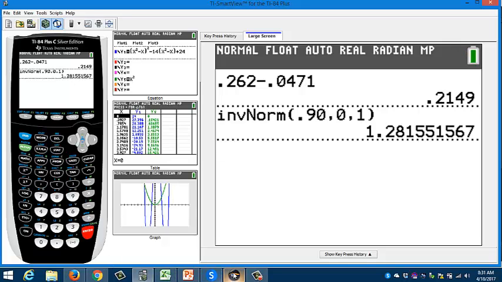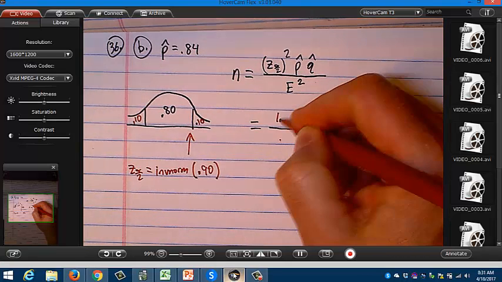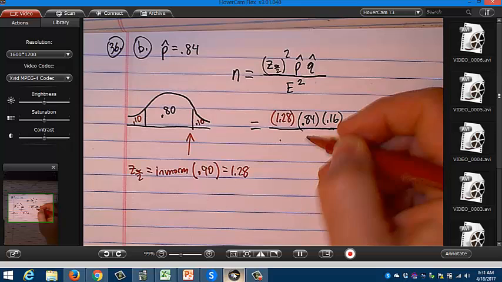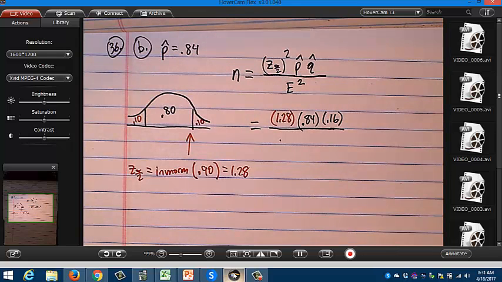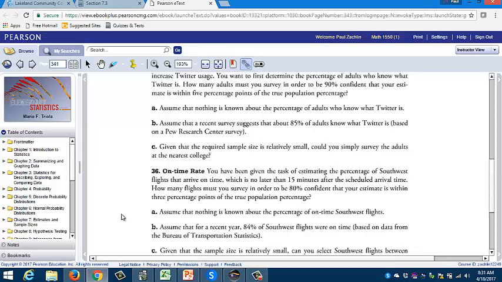Okay, so I'm going to throw that into our formula. We got the 1.28 right here. And then Sarah was asking me, what about E? Do we know E from the problem? Let's look carefully. E stands for the margin of error. Do you see what it says? It's up here. It says, in order to be 80% confident that your estimate is within 3 percentage points of the true population percentage. 3 percentage points, right?